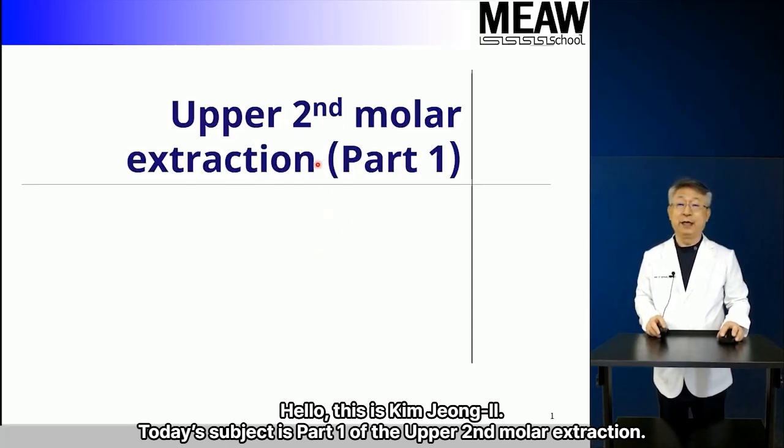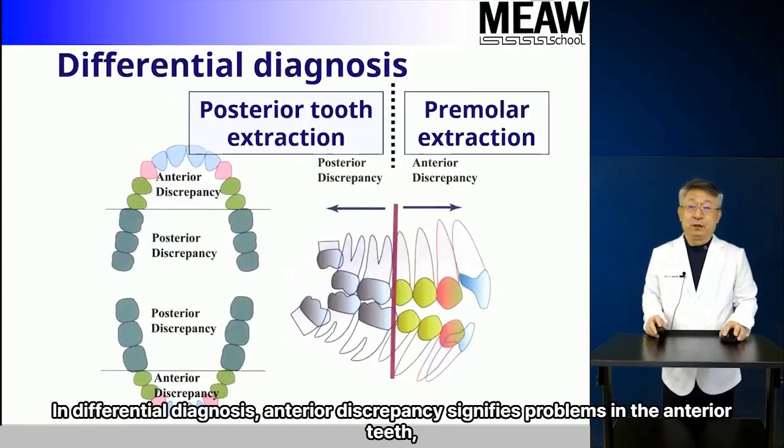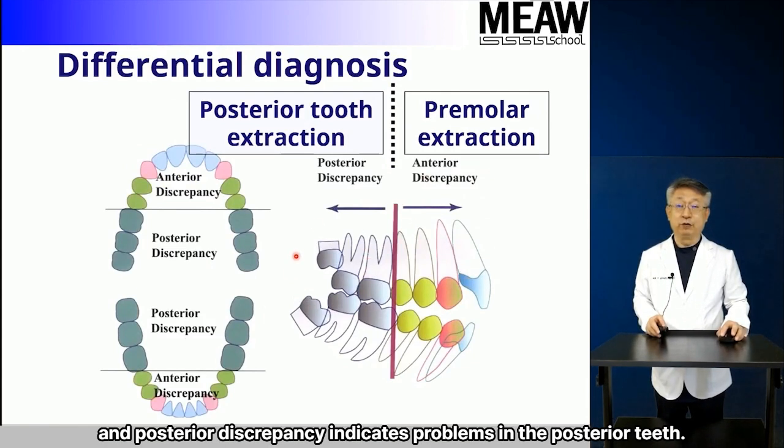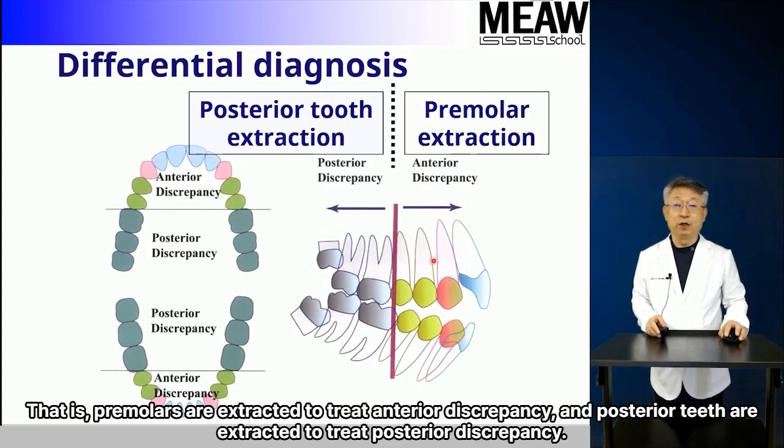Today's subject is part 1 of the upper second molar extraction. In differential diagnosis, anterior discrepancy signifies problems in the anterior teeth, and posterior discrepancy indicates problems in the posterior teeth. That is, premolars are extracted to treat anterior discrepancy, and posterior teeth are extracted to treat posterior discrepancy.